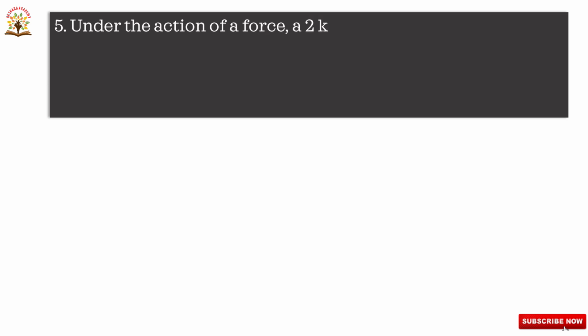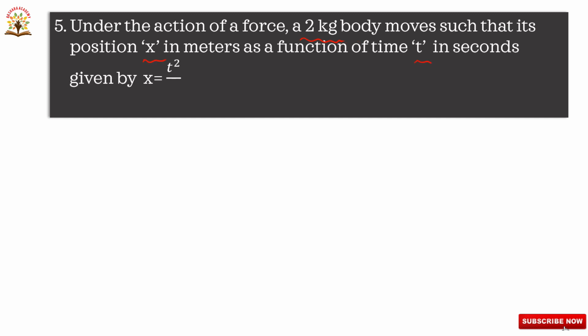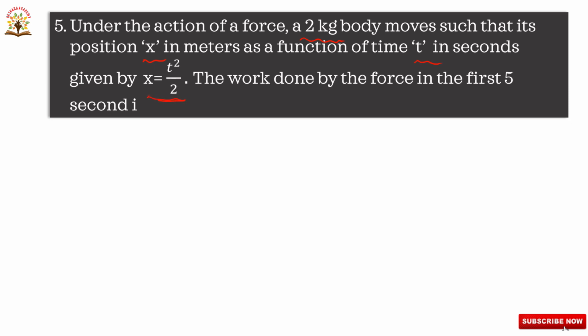Under the action of a force, a 2 kilogram body moves such that its position x in meters as a function of time t in seconds is given by x = t²/2. The work done by the force in the first 5 seconds is, here we have to calculate the work done by the force in the first 5 seconds. Let us go to the solution.